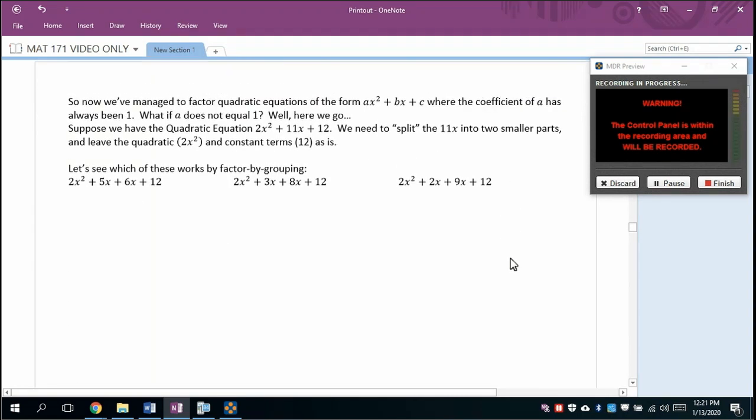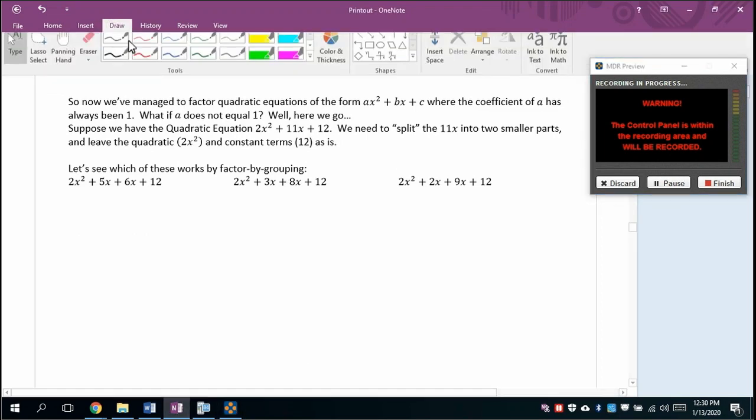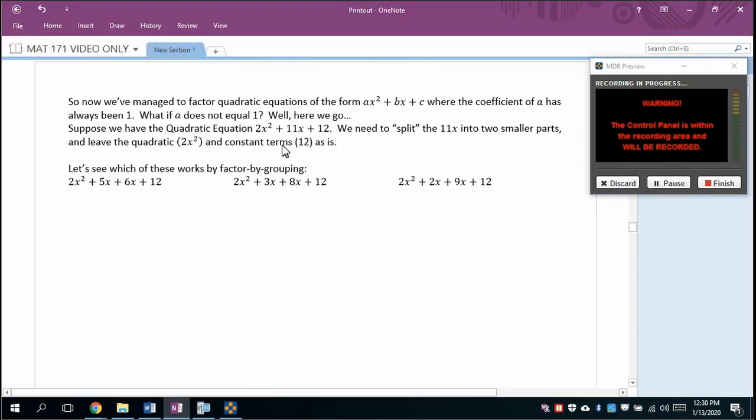Now, what about this case where the leading term is not 1? All right, so if you have something where the leading term is not 1, we need to split this 11x into two smaller parts. So we're going to try some factor by grouping. We can take an x out. That'll be 2x plus 5, plus, let's see, we can take a 6 out. That'll be x plus 2. That's a big no.